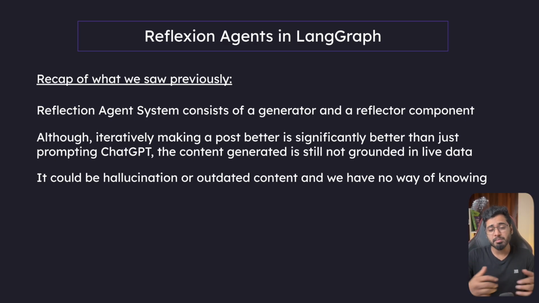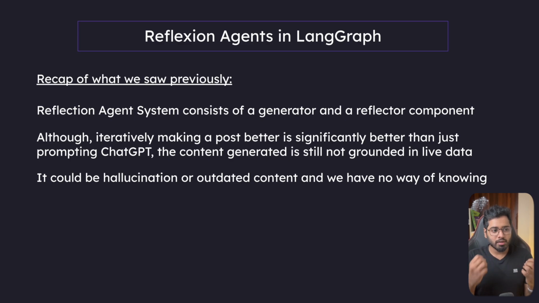I'll give you a very simple example. Let's say I am a marketer and I want to write a blog post on how AI is helping small businesses grow. If I were to feed it to the basic reflection system that we saw in the previous section, it might actually write something, but it is based on whatever the model has been trained on, last year or something like that. It tends to have a cutoff date, right?